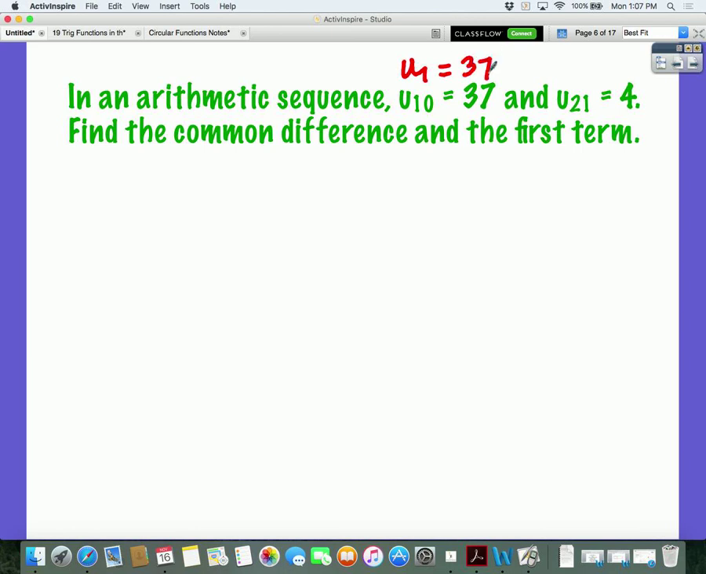You can temporarily make the 10th term the first term, which means that the 21st term would become the 12th term. Because you're subtracting 9. We're going from the 10th term to the first term, so that's 9 spaces. So you have to go 9 back from 21. And then you can use that to help you find it.